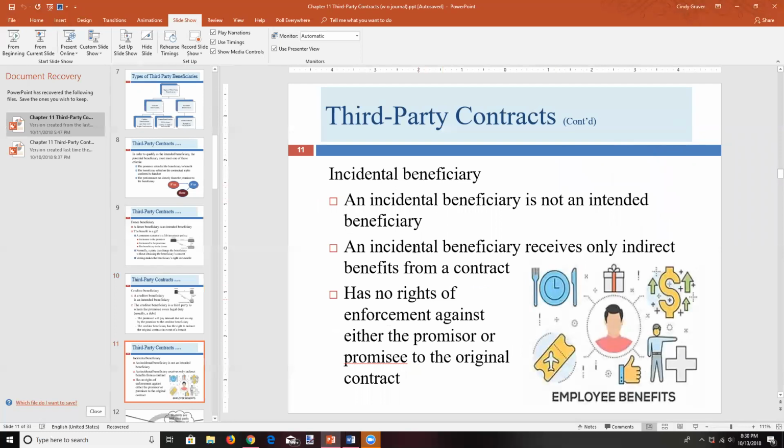Okay, so now we're going to think about the incidental beneficiary. We've already kind of talked about this. Again, incidental beneficiary is by definition not an intended beneficiary. He only receives indirect benefits, and he has no rights to enforce. Again, the classic example of an incidental beneficiary is some kind of employee. It may be that the failure of the contract causes one of the parties to the contract to have to do layoffs or even to close its doors. So lots of people may be dramatically harmed by the breach, but they unfortunately don't have any rights to sue, because they're incidental beneficiaries.